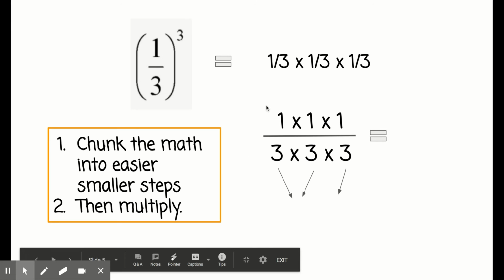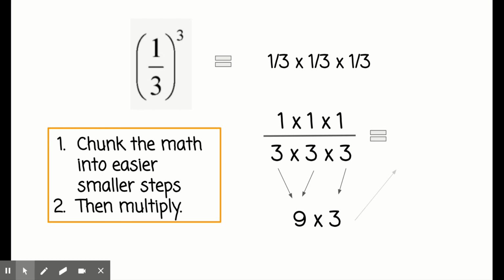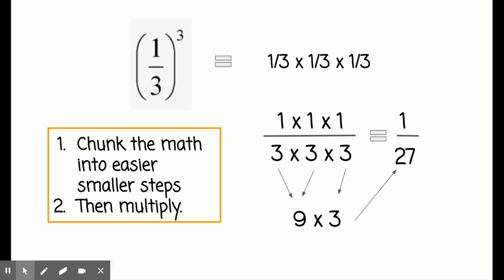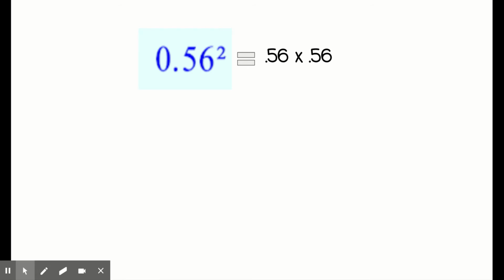Now I will chunk the denominators, because this 1 times 1 times 1, that's easy. I don't need to chunk it. So here I'm going to take my first 3 times 3, and then I'm going to keep my last one, so I get 9 times 3. This is going to lead me to my product, my answer in fractional form, and I would get 1/27, because 9 times 3 is 27, and 1 times 1 times 1 times 1 forever and ever is just 1. Okay? And then the last one is decimals, and this is 56 hundredths to the second power.